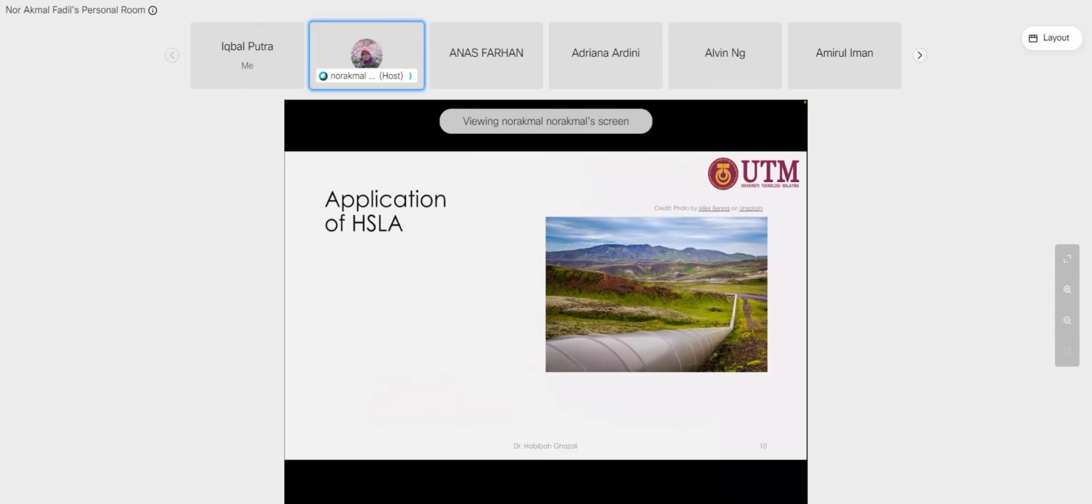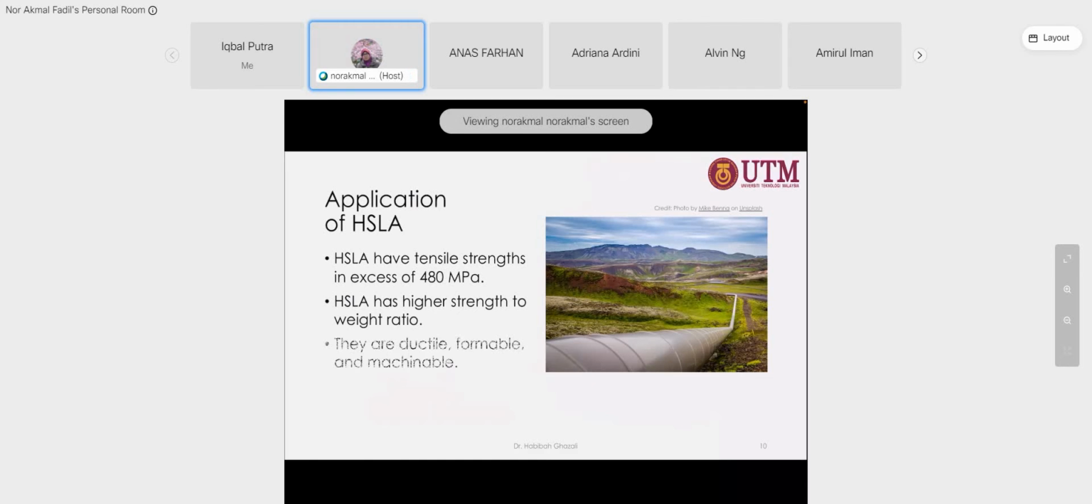So the application of HSLA is such that the tensile strength can increase in excess of 480 megapascal. It has a higher strength to weight ratio. They are ductile, formable, and machinable. HSLA steels are still resistant to corrosion.